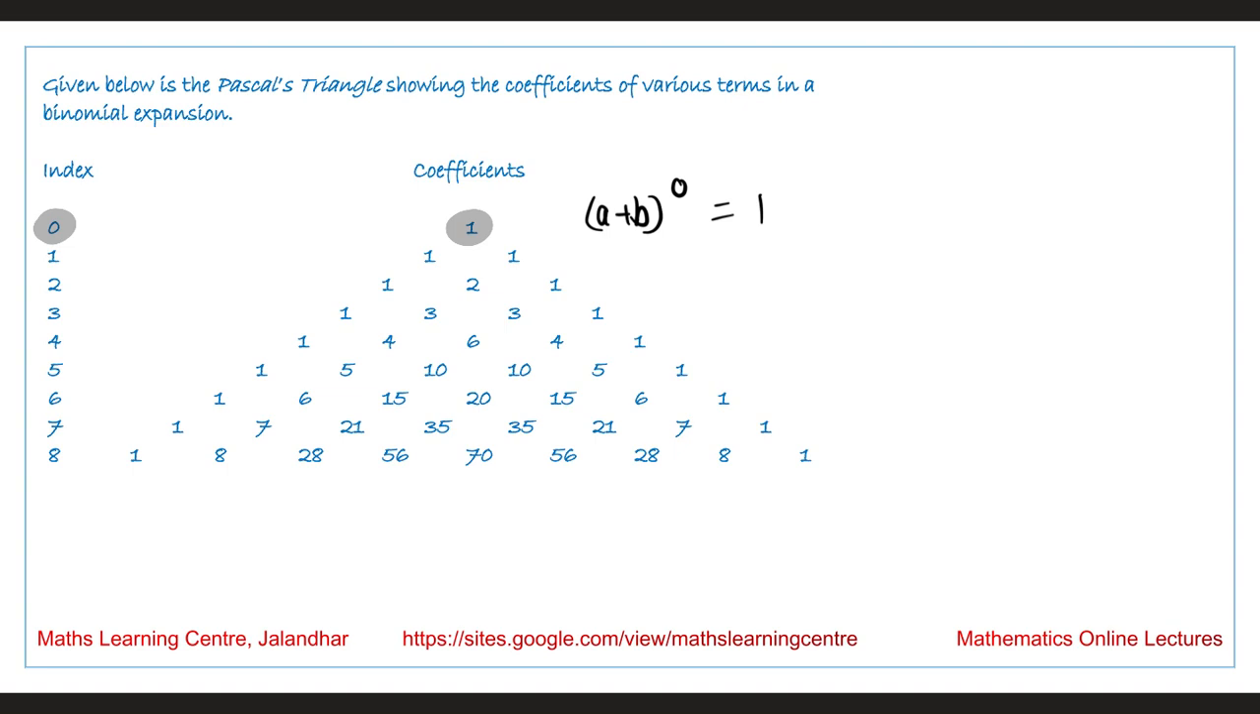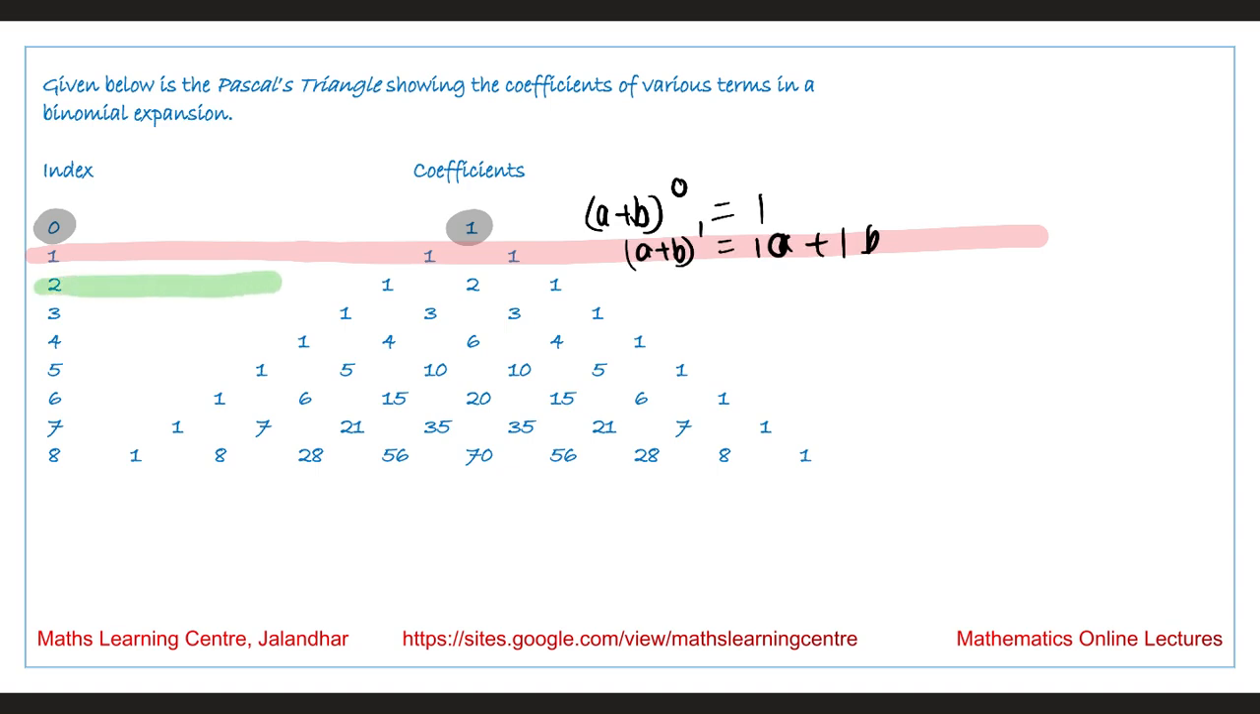Now in this second case, when the index is 1, the coefficients are 1 and 1. So the expansion we obtain is a plus b raised to the power 1, that is equal to a plus b. Both these coefficients are 1. Now the next case is when the index is 2, we are talking about 1, 2, 1. So we have the terms over here.